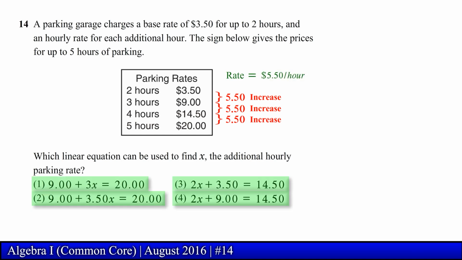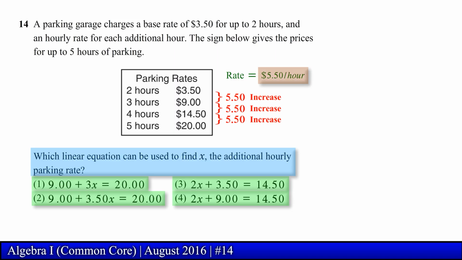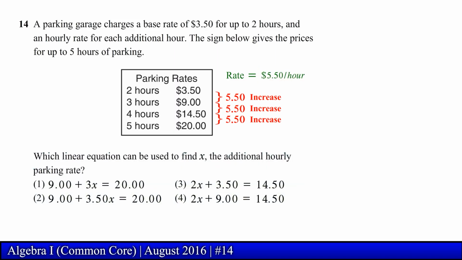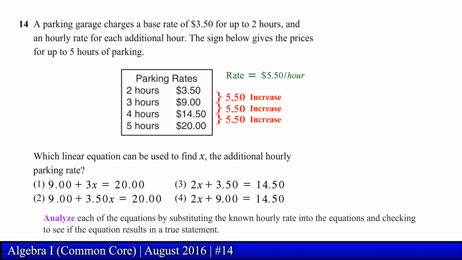Now we need to determine which of the 4 linear equations can be used to solve for x, where x represents the additional hourly parking rate, in this case, $5.50. We can determine this by systematically solving for x in each linear equation until we find a match. We can also analyze each of the equations by substituting the known hourly rate, in this case $5.50, into the equations, and checking to see if the equation results in a true statement.